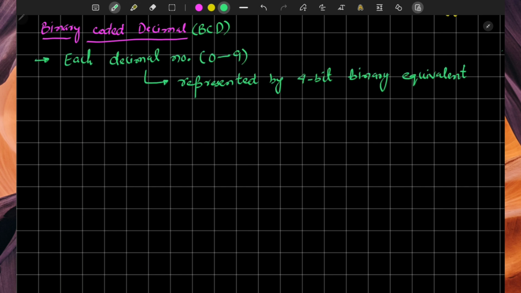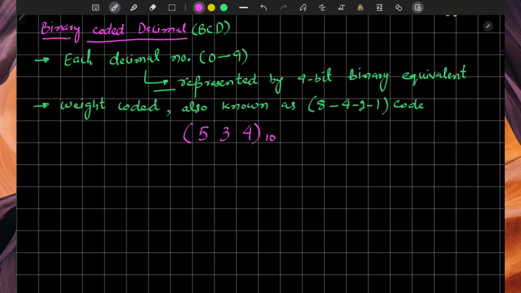As the name suggests, here the decimal number is coded in binary. Therefore, each decimal digit, that is 0 to 9, is represented by its 4-bit binary equivalent. Therefore, it is a weighted code and it is also known as the 8421 code, based on the weights of the different binary positions. Let us take an example.